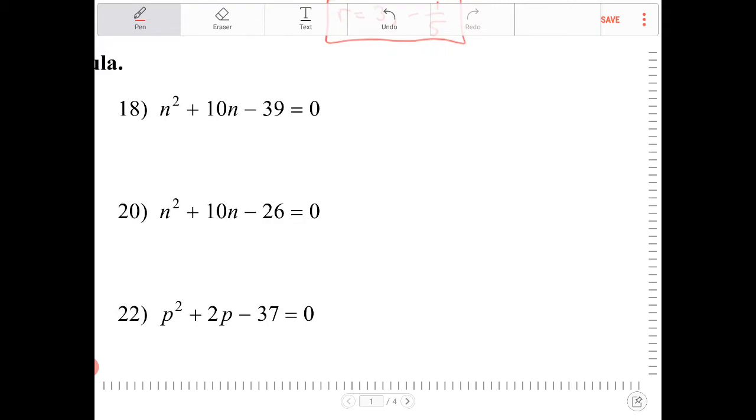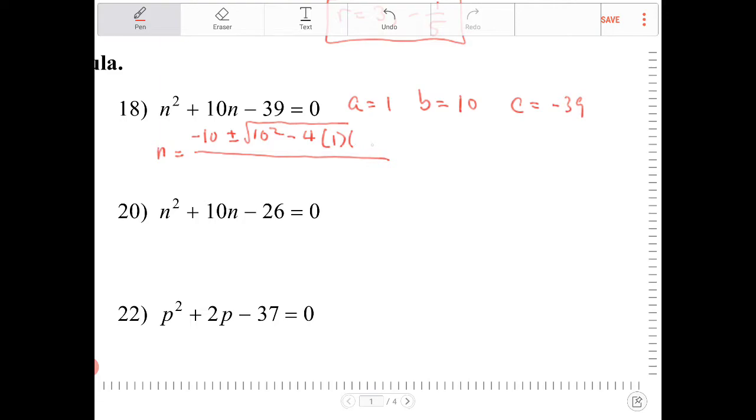We need to identify what exactly is a, b, and c. I noticed that a is equal to 1, b is equal to 10, and c is equal to negative 39. Having this understanding, I'm going to solve for what n is equal to, to cause all of this to go to 0. Well, n, as it turns out, will equal negative 10 plus or minus square root of 10 squared minus 4 times 1 times negative 39, all divided by 2 times 1.